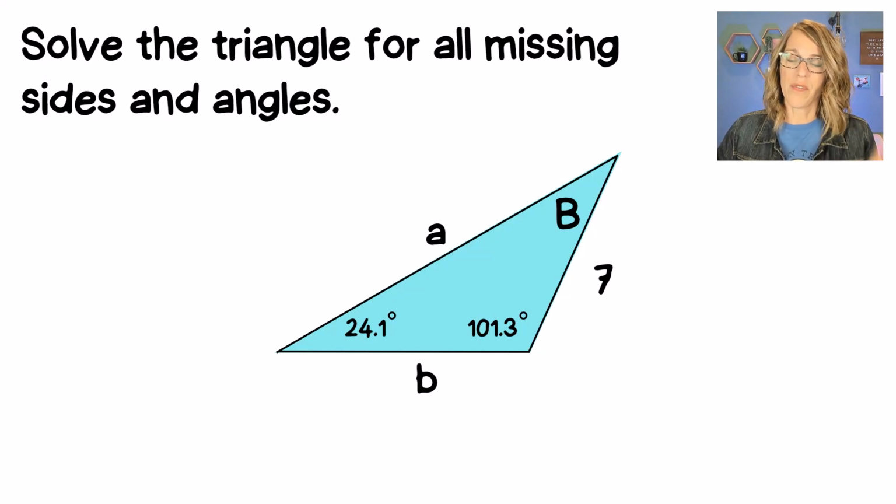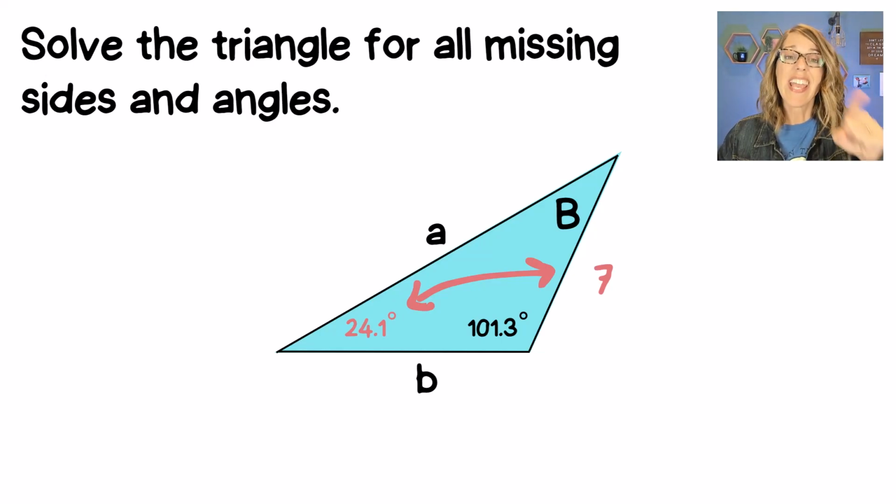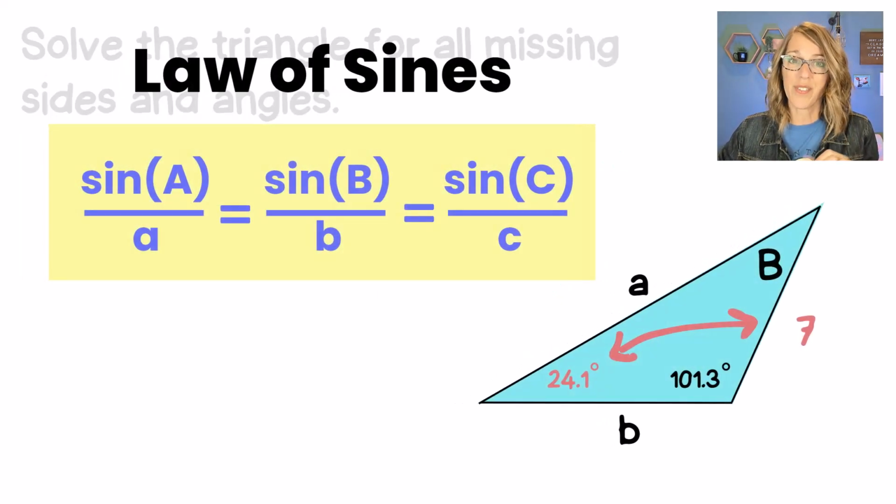As we're solving this triangle for all of the sides and angles, I notice that I've got an angle, 24.1 degrees, and I've got the side opposite that I know. And because I've got these opposite values known, I want to use my law of sines. In order to use this, we need to make sure that our triangle is labeled correctly.